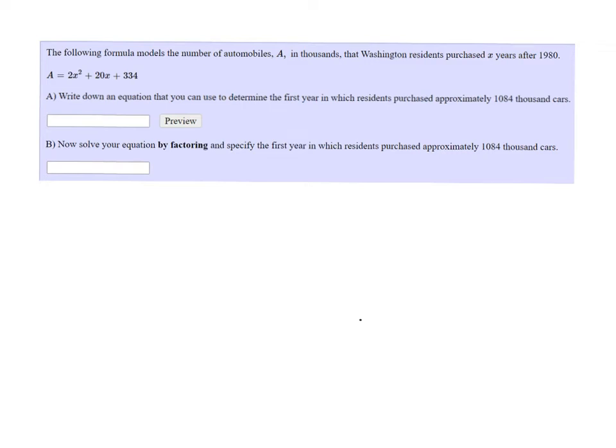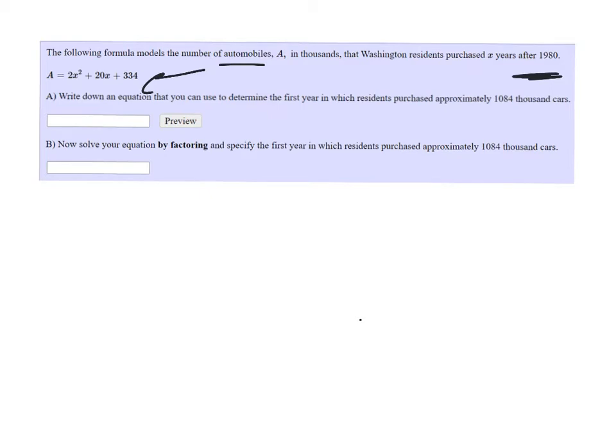Okay, so this question's a little bit different. They told me the quadratic equation. They're telling me it's the number of automobiles can be predicted. So let's see, years after 1980. So in 1980 would be time zero. 1981 would be time one.